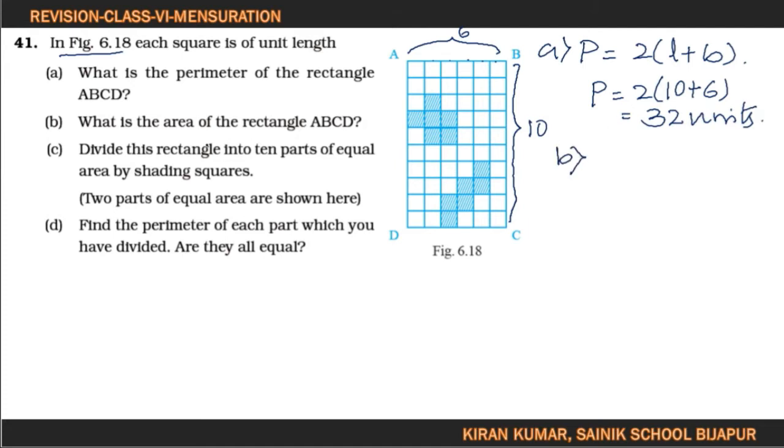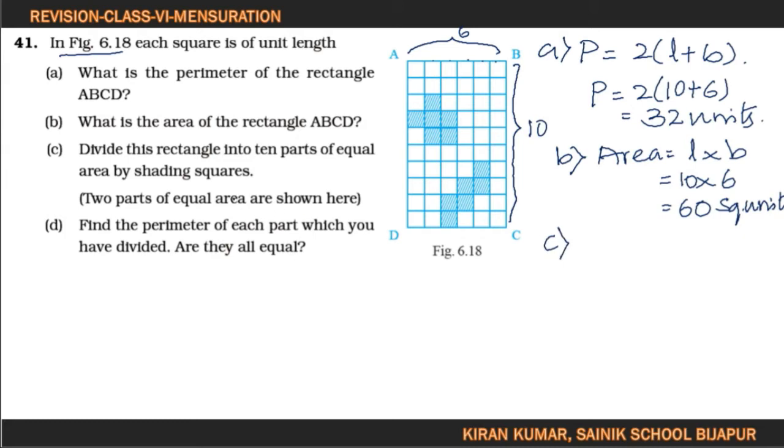Question B. What is the area of the rectangle ABCD? Area is nothing but length times breadth. So 10 times 6 will be equal to 60 square units.